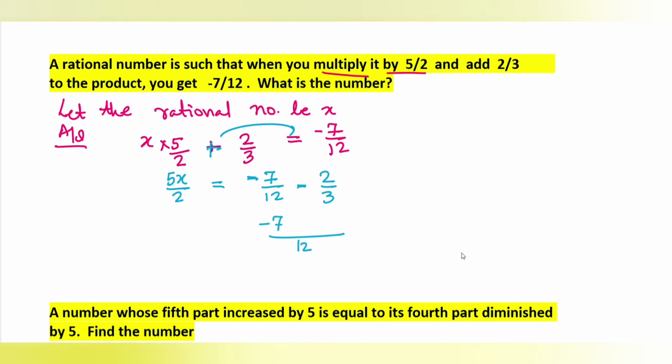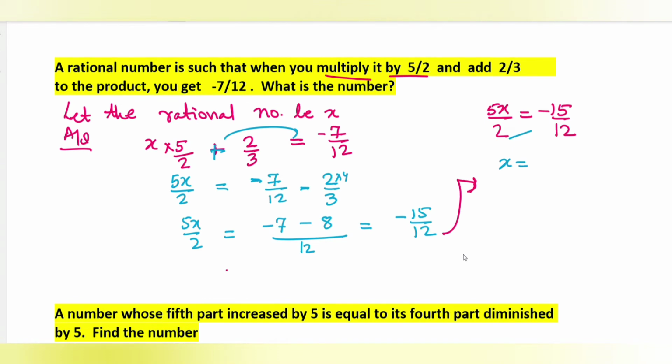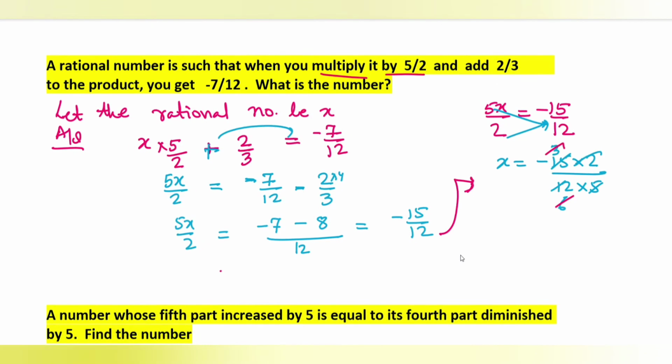So minus 7 and then 3 4 times, that means 2 multiplied with 4 gives you 8, and then minus 15 by 12. This is what? 5x upon 2. Now keep this x here. 2 will move with negative of 15 and 5 will move down. 12 into 5. Cross cut the like terms, and x is equals to minus of half.